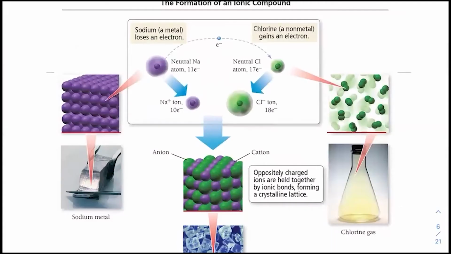So here's just a nice representation of what happens to make an ionic compound. I like this picture in your textbook. Again, it shows the idea that we have sodium metal and chlorine gas, which are very, very different. Sodium metal is very shiny. It has to be stored under oil so that it doesn't explode and react with the water or moisture in the air. Chlorine gas is this yellow, poisonous gas, very dangerous.